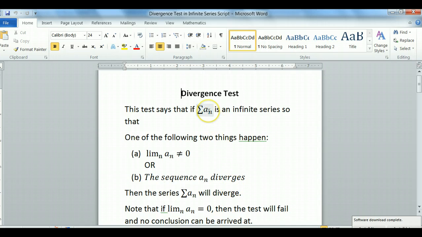For example, if you take the sequence and the limit of the sequence is not equal to 0, then straight away the series will diverge. Or if the sequence itself diverges, then too the series will diverge. So once again I will tell you, if you take out the sequence, and if the sequence has a limit and that limit is not equal to 0, then the series will diverge. That's one case. Or if the sequence itself diverges, then automatically the series will diverge.